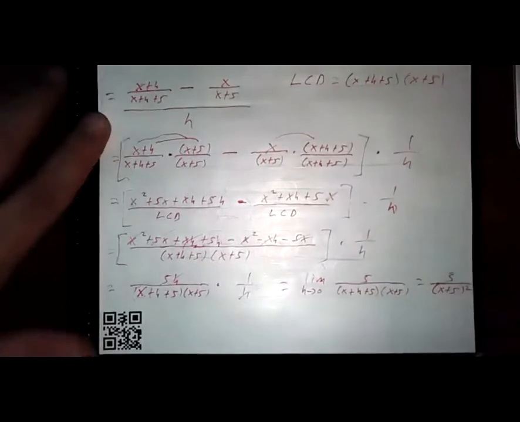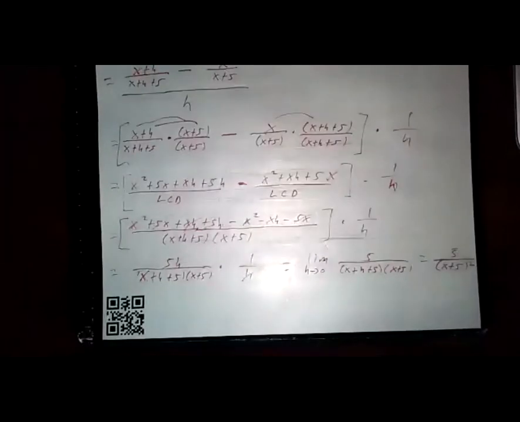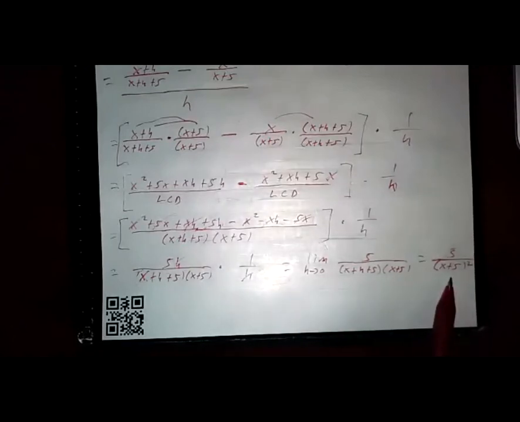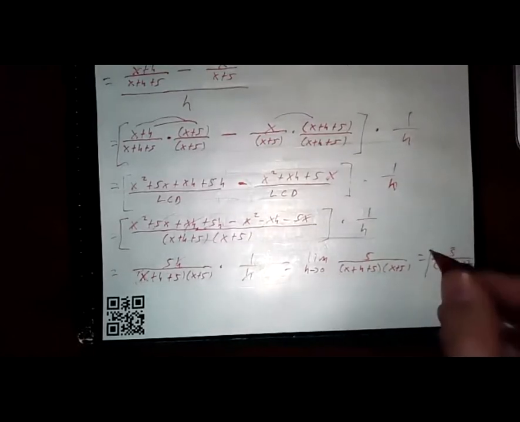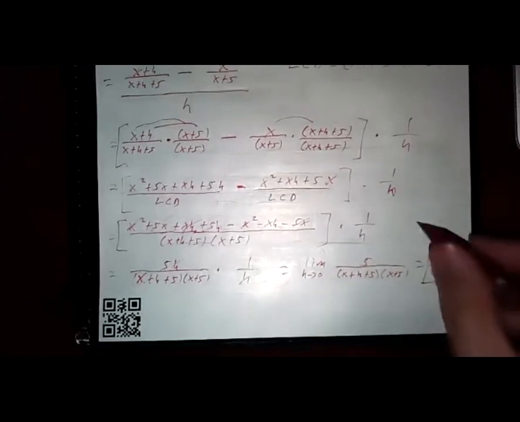And that's it. Do you see why that's squared? If h is 0, this becomes x plus 5, right? x plus 5 times x plus 5. There's 2 of them. So that's it. You take the limit, and you're done. So this is the derivative. That's f prime.